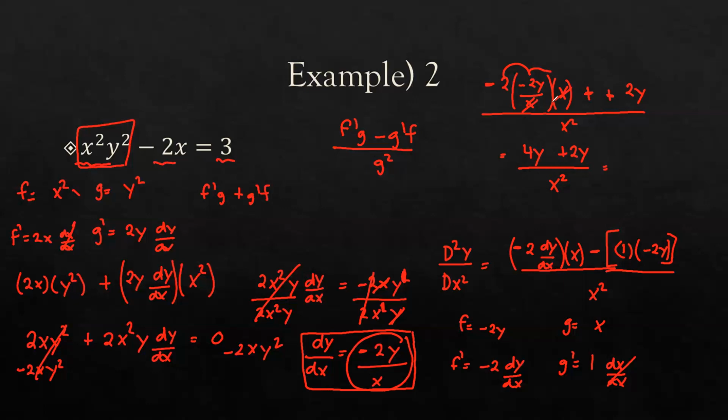So our final answer on the top is going to be 4y plus 2y, which is 6y over x squared. So this right here is your final answer, which is d squared y over dx squared. So it's this one right here.